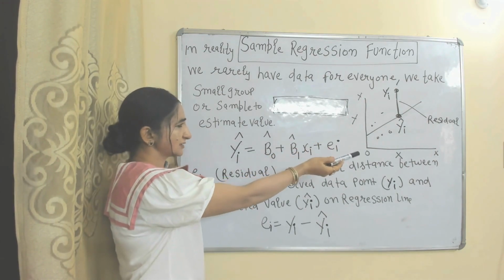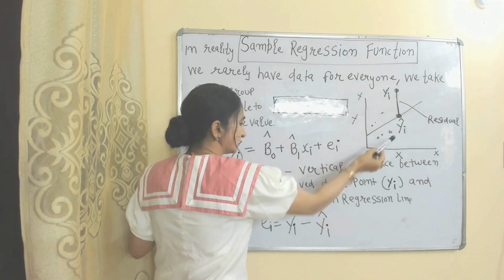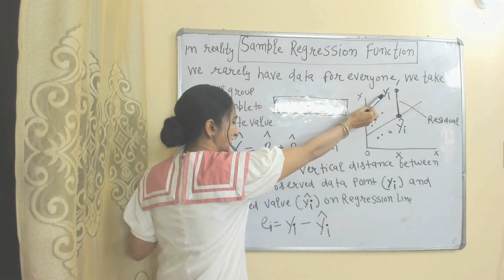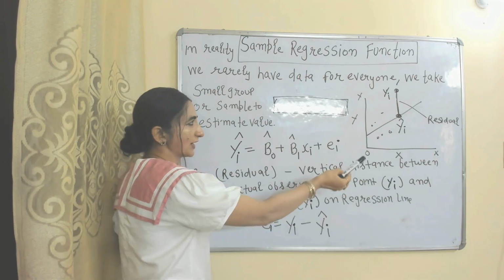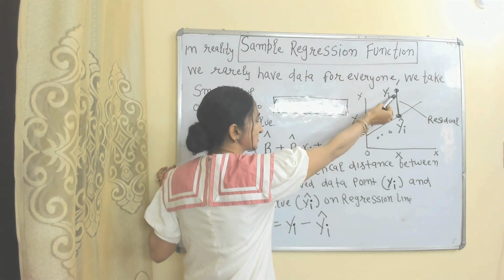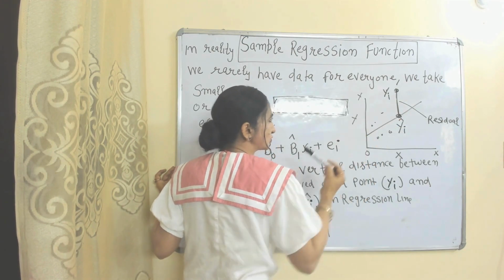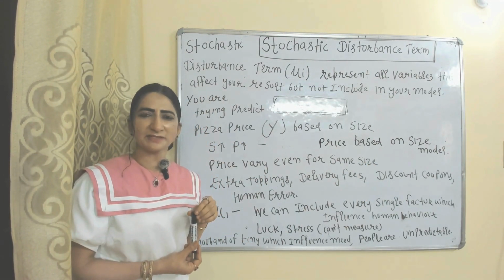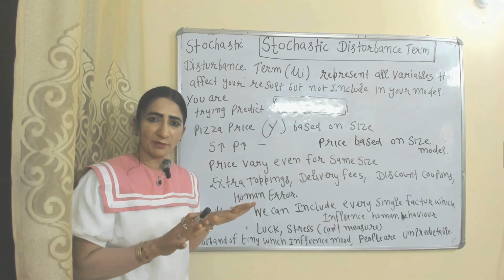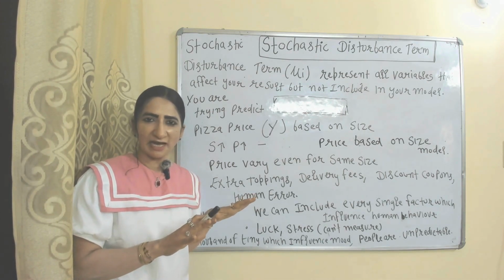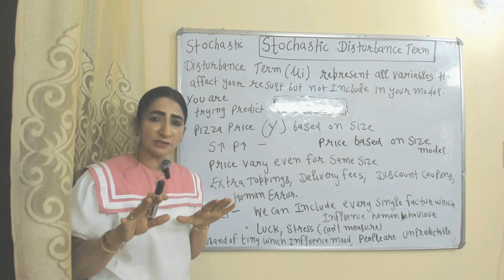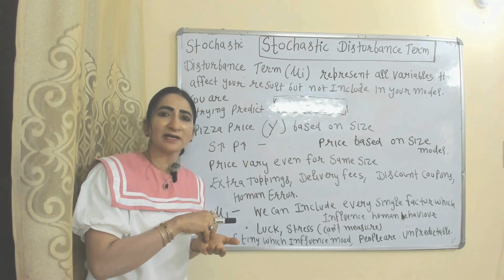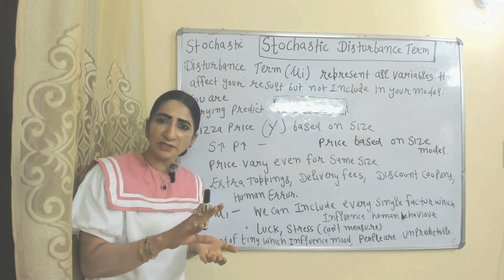Similarly, you can see in this graph, this one represents the predicted value on the regression line, and this represents the actual observed data point, and this vertical distance is called the residual. Now we are going to talk about the stochastic disturbance term. It is also very important for two-variable regression analysis. It captures the influence of all other factors which actually affect your dependent variable but are not included in your model.